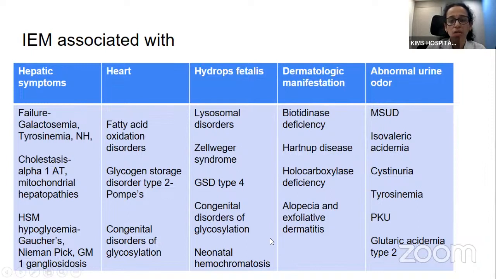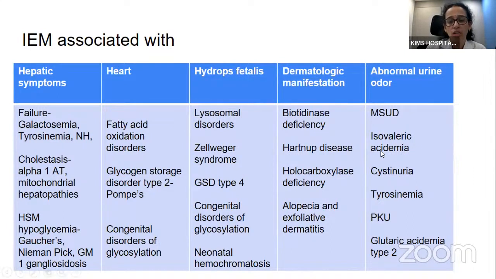Skin manifestations are seen in biotinidase deficiency, Hartnup's disease, and holocarboxylase deficiency, in which there can be alopecia, exfoliative dermatitis, and acrodermatitis enteropathica-like features.